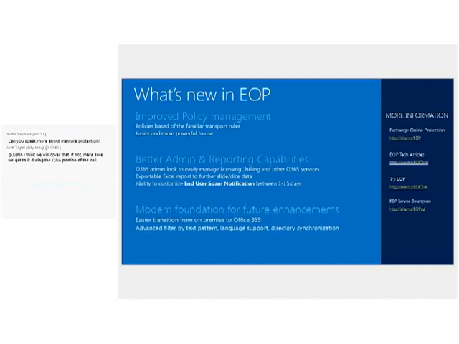EOP is the modern foundation for all your future enhancements. If you want to transition your on-premise environment to Office 365, be it Exchange, Lync, or SharePoint, you can very easily continue to do that. We provide you advanced filtering by text pattern match, language support, and directory synchronization.